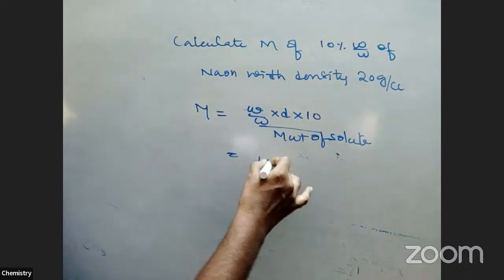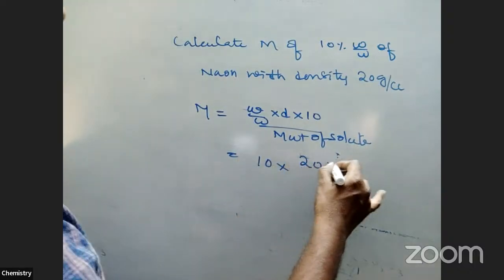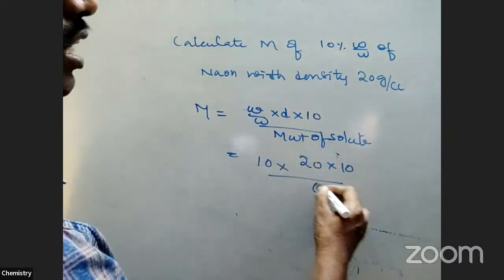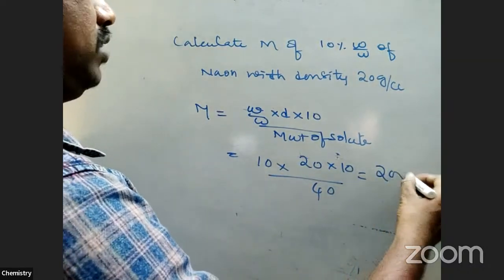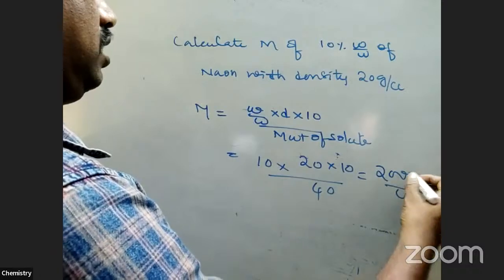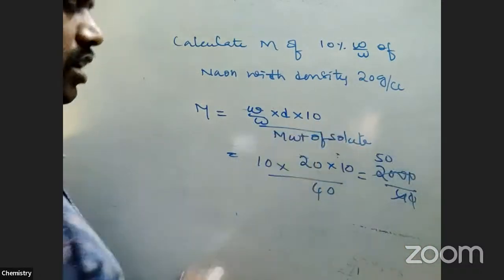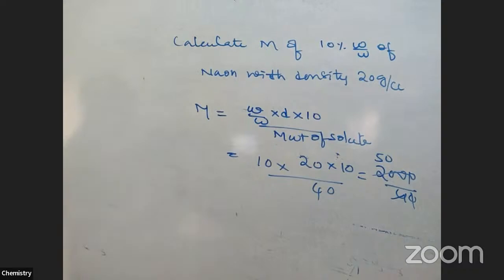Weight by weight percentage is 10, density is 20, into 10 by 40. What do we get here? 2000 by 40, 50. The molarity of the solution is 50.